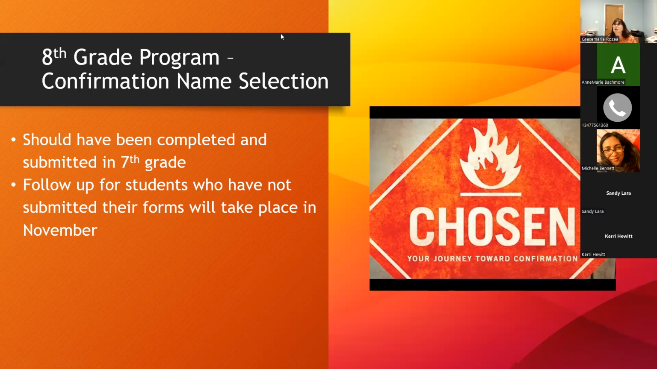I'm just going to take a look. I see a question in the chat. I have a question here about when the community service hours count from. Once they became 8th graders, so that means they finished school in June, and they started doing community service during the summertime, that does count towards their community service hours. Okay, I am going to move to the next slide. There shouldn't be any questions about confirmation name selection.